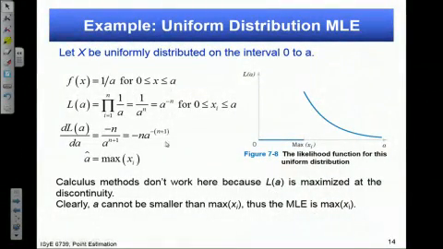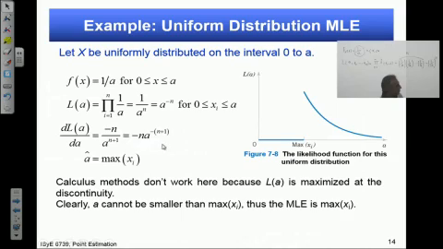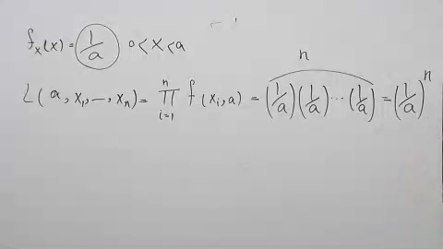As you can see here, if we take a derivative and try to maximize this, there is no x here. If I say this is equal to 0, then A should be 0. We know this is not a good estimator because the lower bound is 0. So we cannot use the derivative for maximizing this function. Instead, we need to use the shape of the function to find the maximum.